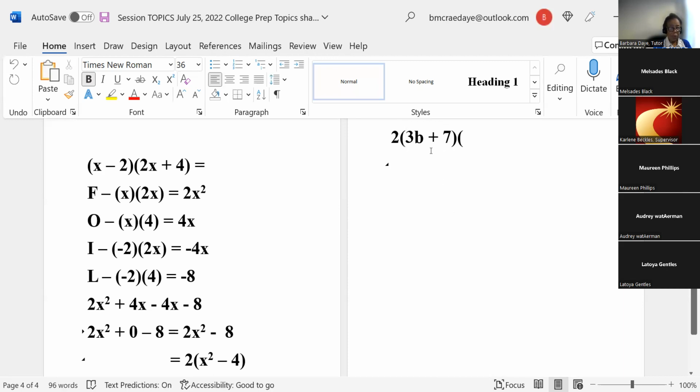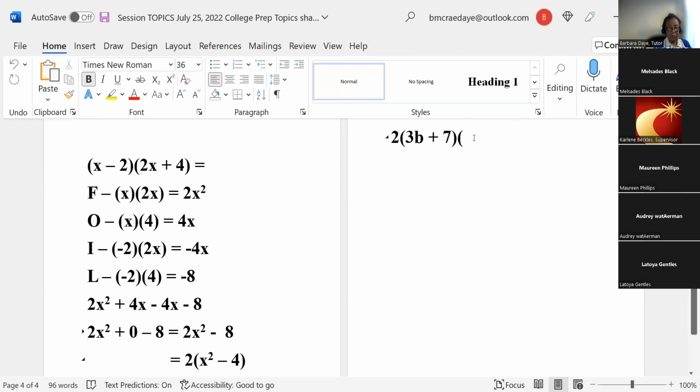FOIL applies to an expression in parentheses times an expression in parentheses. If you have something extra, you've got to simplify that to where you have just an expression in parentheses. So if I put a 2 here, you've got to apply the 2 to everything in the parentheses before you go to the FOIL. Maybe one of those is just for future reference, please.